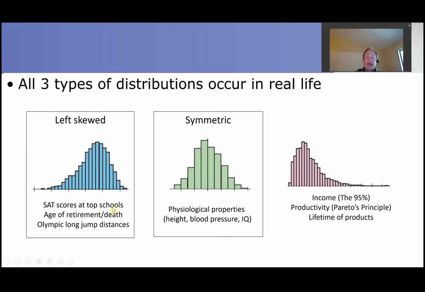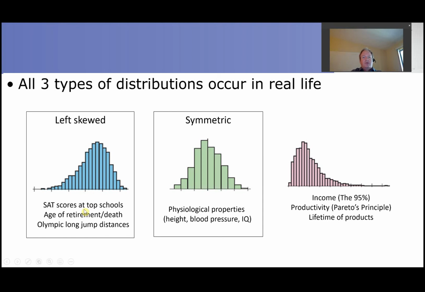If you look at the age of retirement or death, a lot of people tend to die when they're older, not as many when they're younger. And again, if you look at performance among any class of elite people, where larger is better, like long jump distances of Olympic athletes, most of them tend to be really tightly packed here at the top of the scale, and there's only a few that perform poorly.